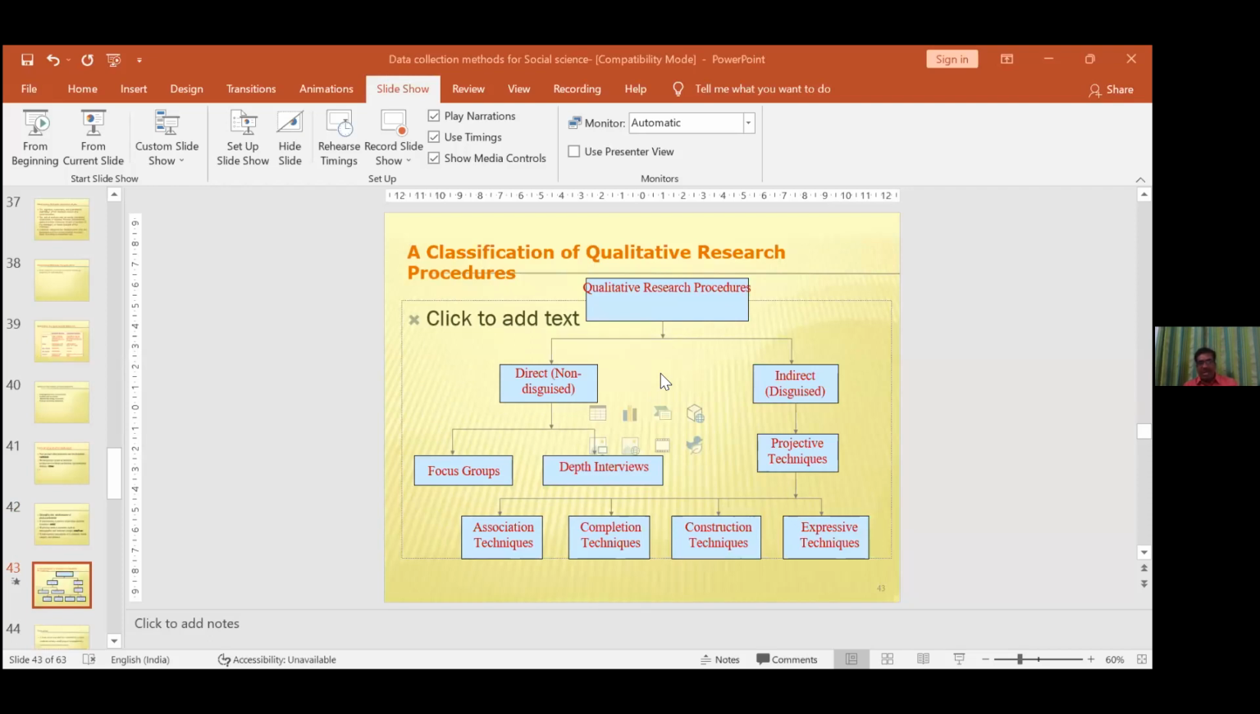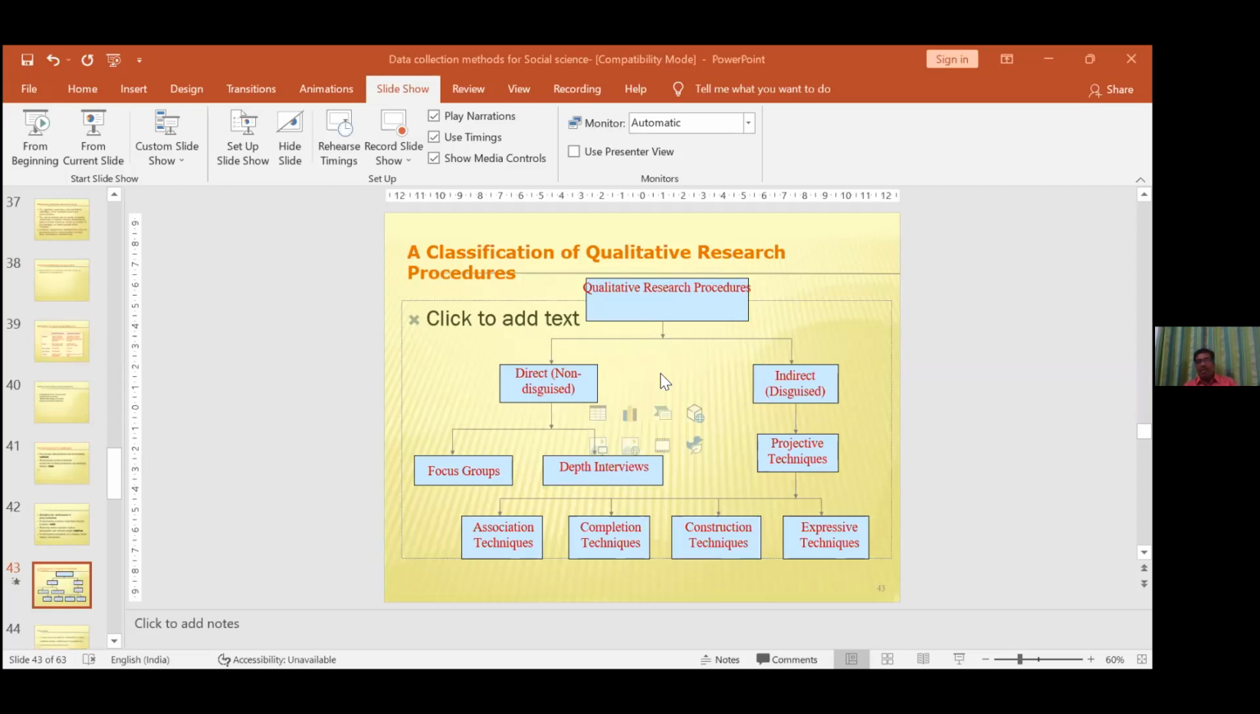What is disguised? Disguised means when you disclose your identity or when you disclose the purpose, it is said to be non-disguised. If you are not disclosing your identity to the respondent, it is said to be disguised. Under non-disguised, you can collect qualitative data through two different methods. One is a focus group, another one is a depth interview.